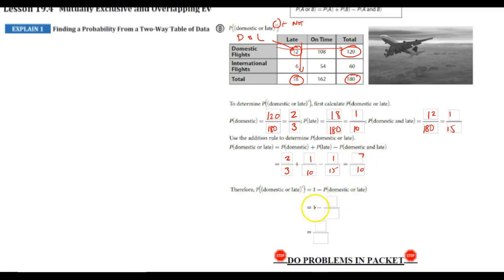So that would be 1, take away our domestic or late, so we can figure out how many are not domestic and not late. And just to make a whole, back to a whole, I need 10 parts to make back a whole. 7 plus what gets you 10? 3. Even without using a calculator, we were able to work that out. Just like it says here, stop here and do the problems in the packet right now.